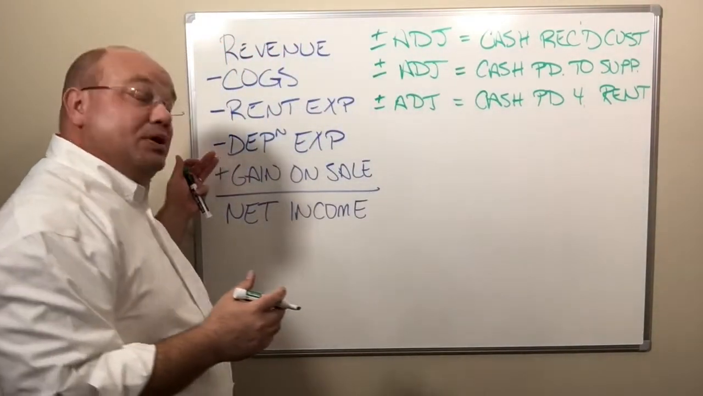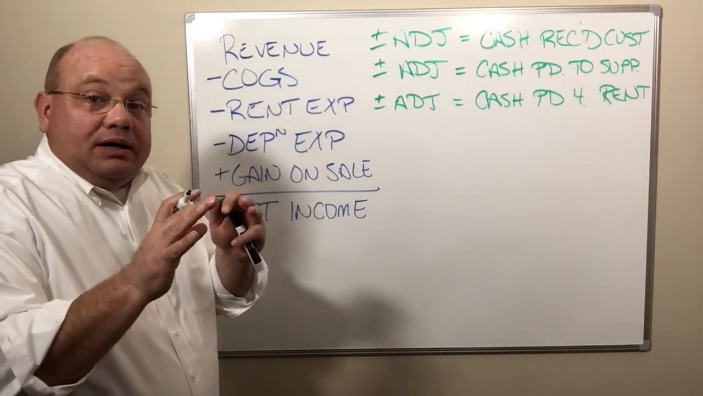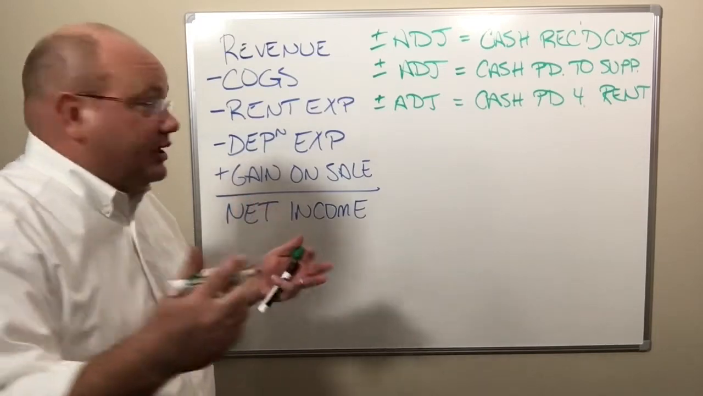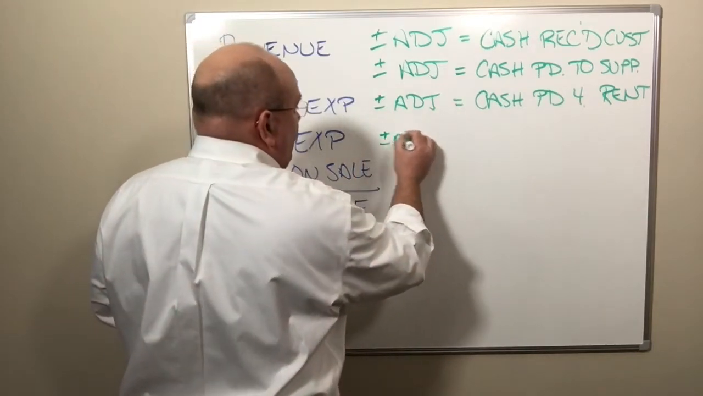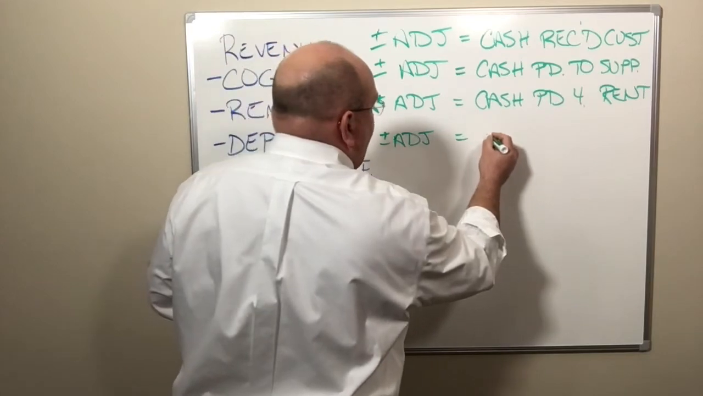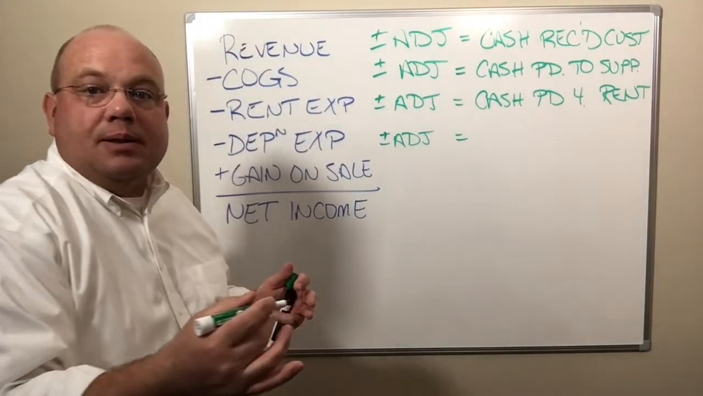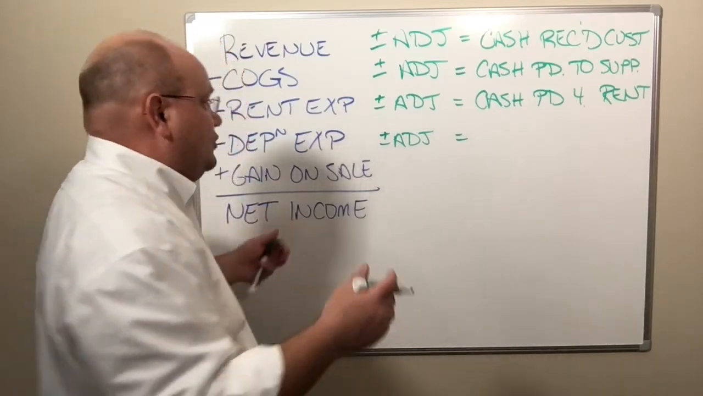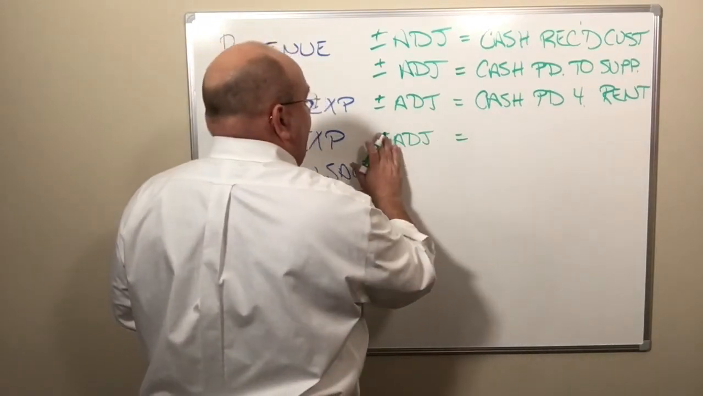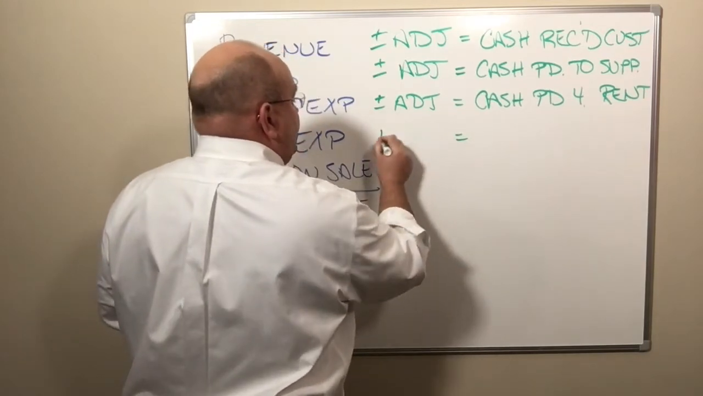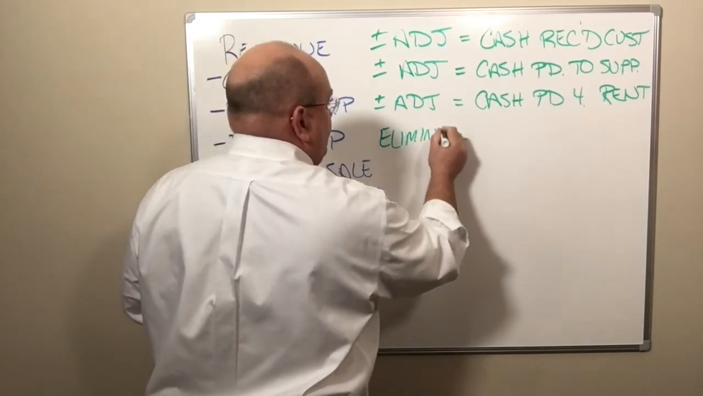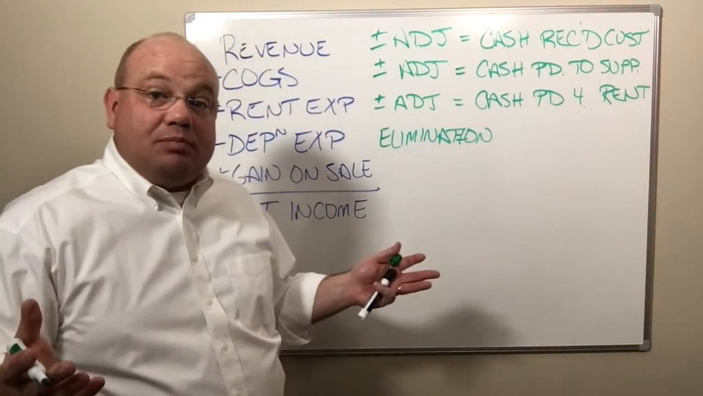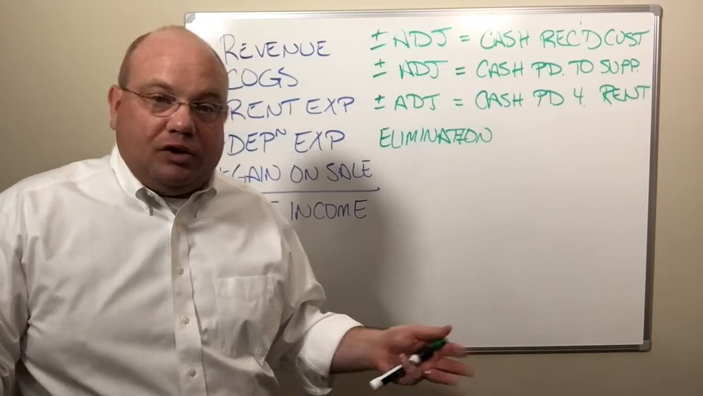We're going to take depreciation expense. Now, depreciation expense is kind of a unique adjustment because the adjustment is actually an elimination. We'll do our adjustment, and it becomes nothing because there is no cash paid for depreciation expense. So this isn't an adjustment, this is an elimination. We're going to eliminate that line because on the statement of cash flows there is no line cash paid for depreciation.